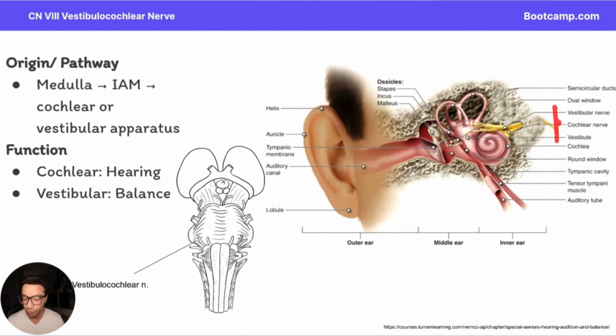So damage to this whole nerve will cause loss of hearing as well as equilibrium difficulties. Damage to these individual branches will have localized and individual deficits.